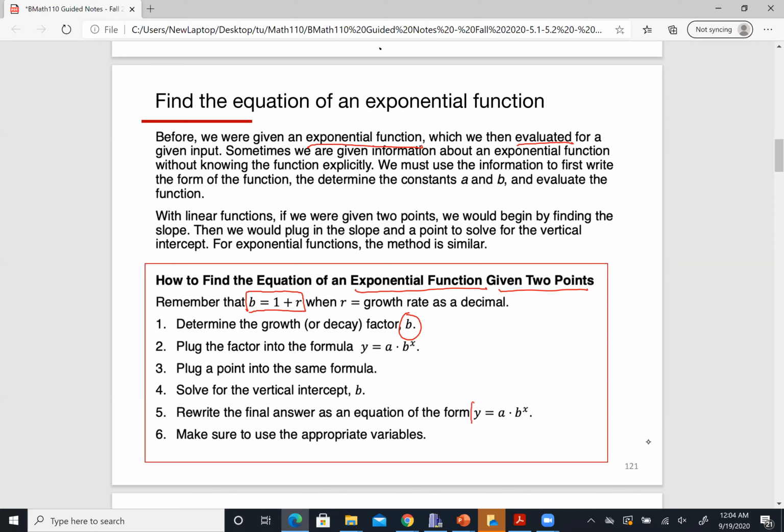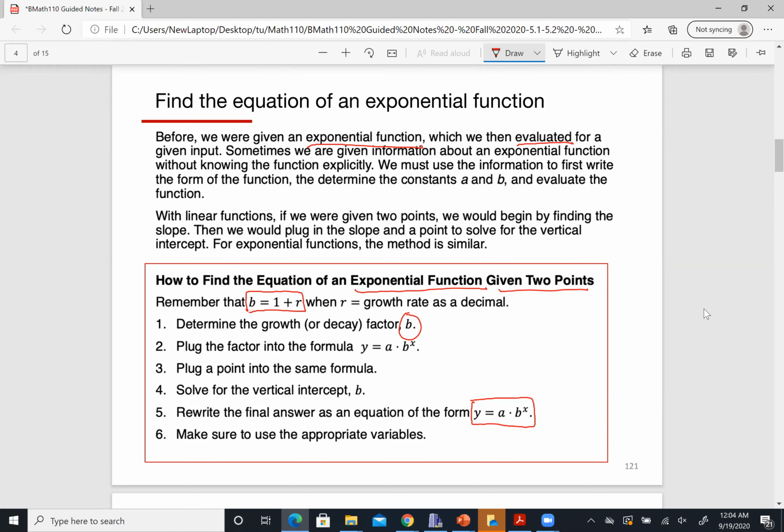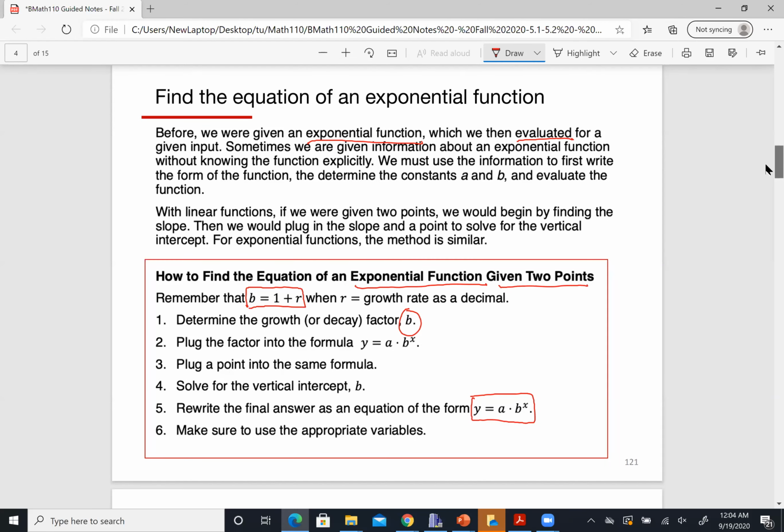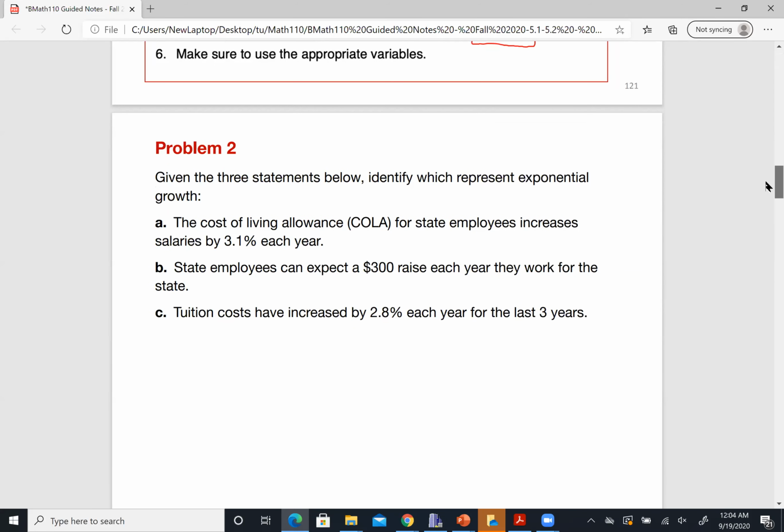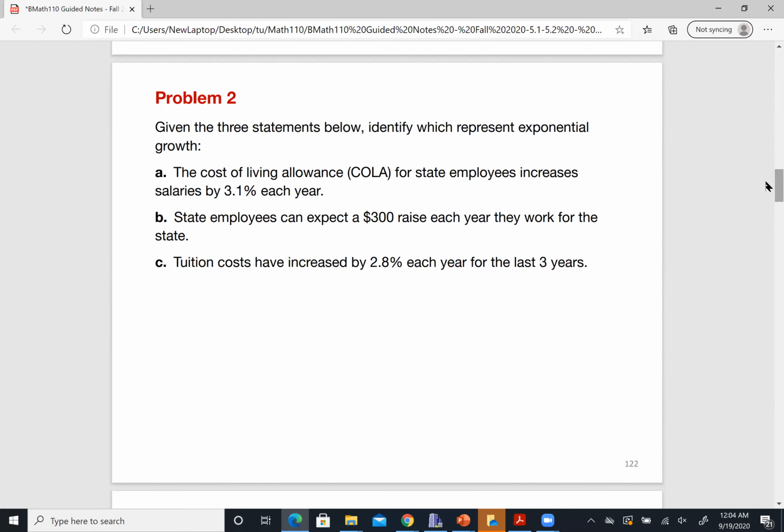Make sure to use appropriate variables. Okay, this is not really clear. So let's see if down here we have an example. So we're going to start to work it.